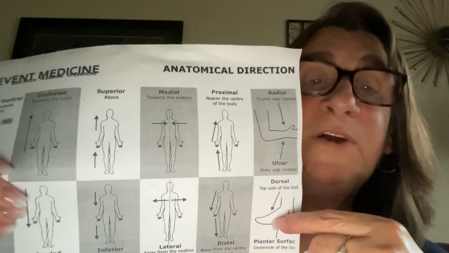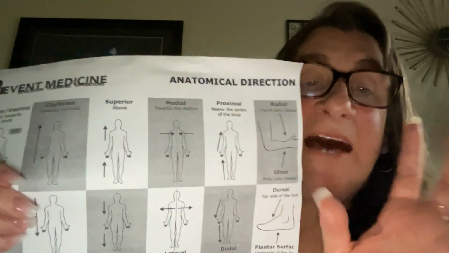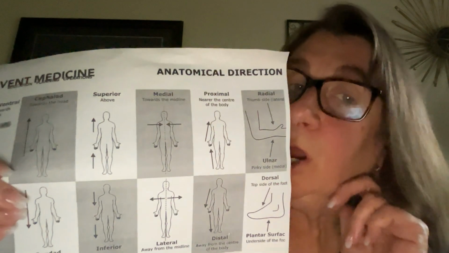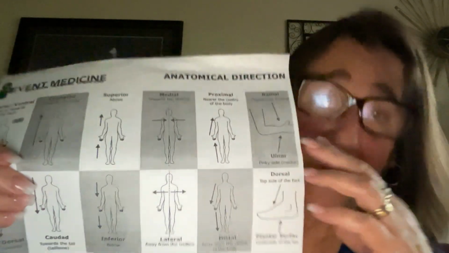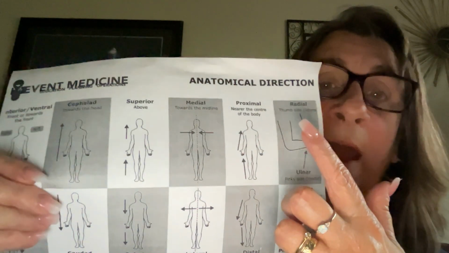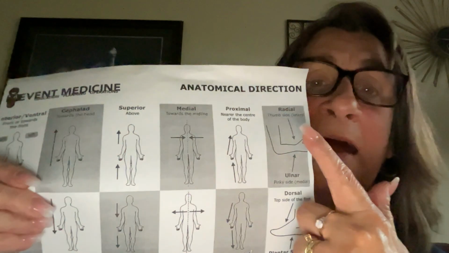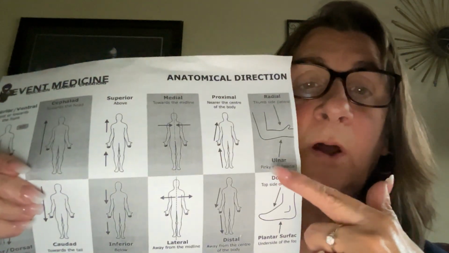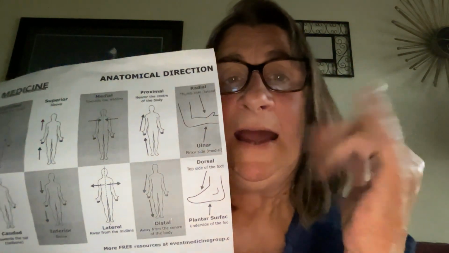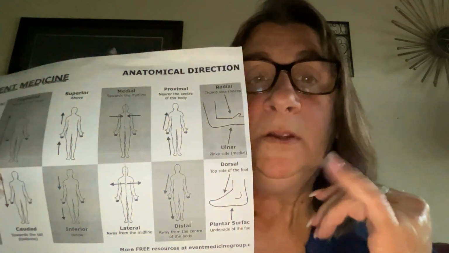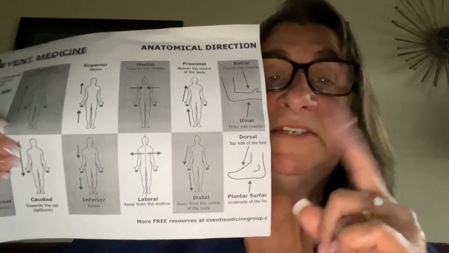Here's two more. These are a little bit different. You have a radial on the thumb side, a radius and ulna. We're going to go over those eventually. The bones of the hand, wrist, elbow, and shoulder. Radial side, thumb side. Ulnar, pinky side. Radial side, ulna side.